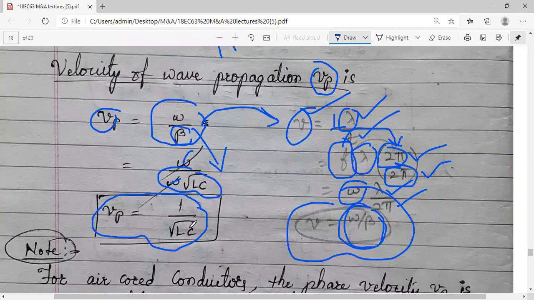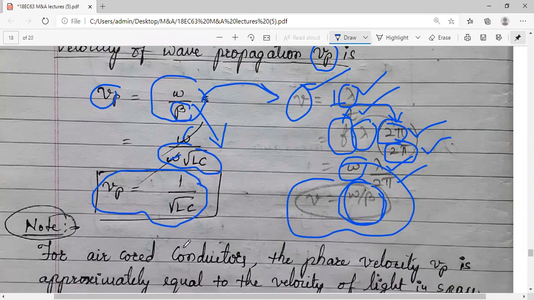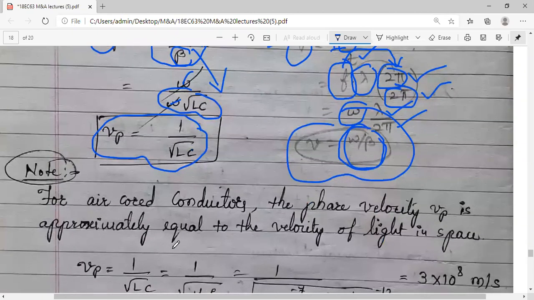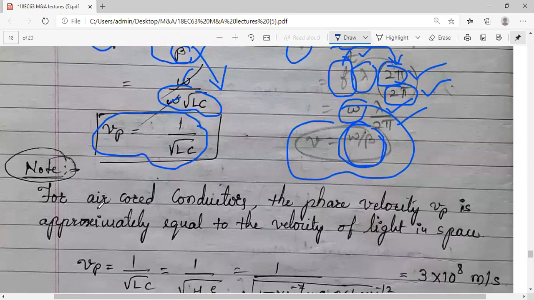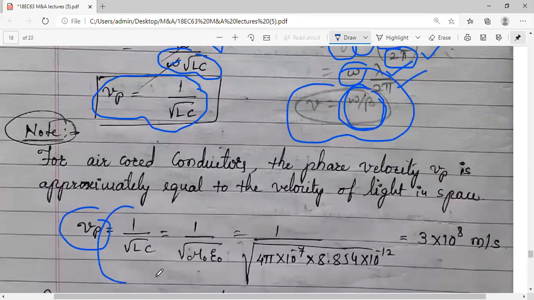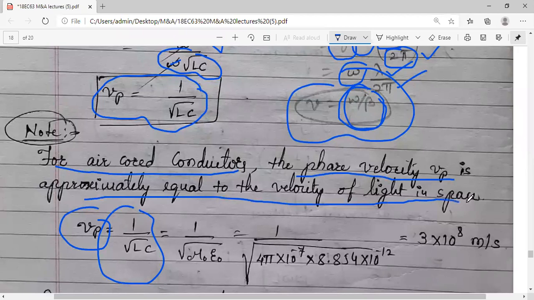So lambda and Vp you have seen. As a note, this is very important. We know that the velocity of propagation is 1 by root LC. For air core conductors, when the dielectric medium is air, the phase velocity Vp is approximately equal to the velocity of light. As a short note, for 4 marks, the question may be: prove that the velocity of propagation Vp is approximately equal to the velocity of light, that is a small c.